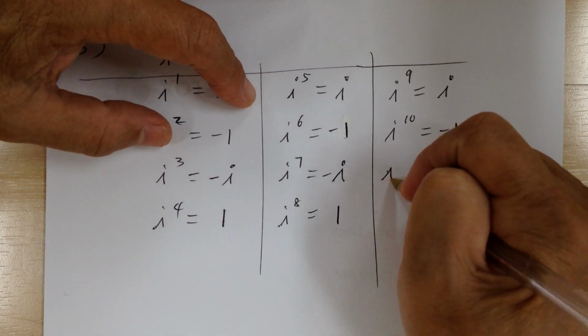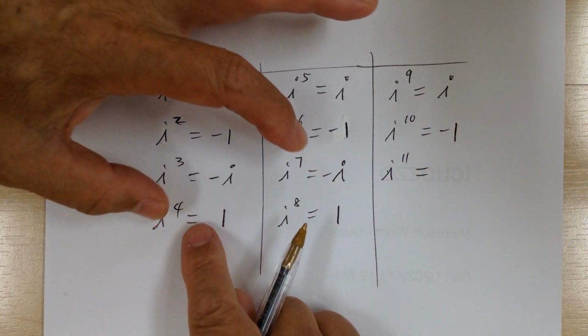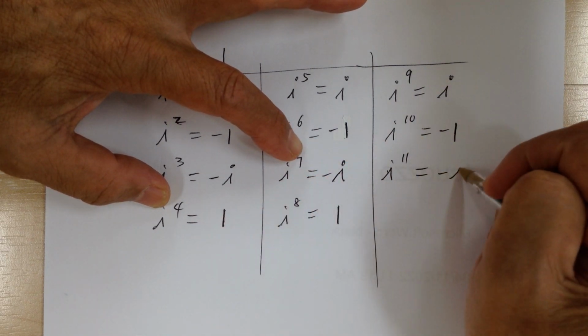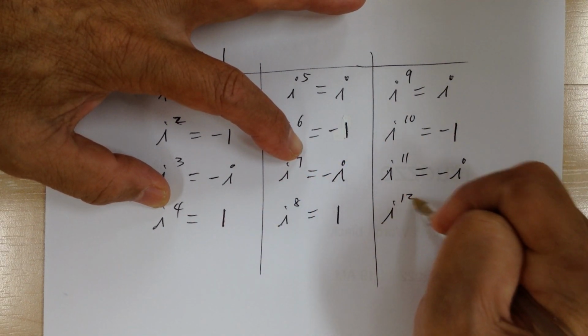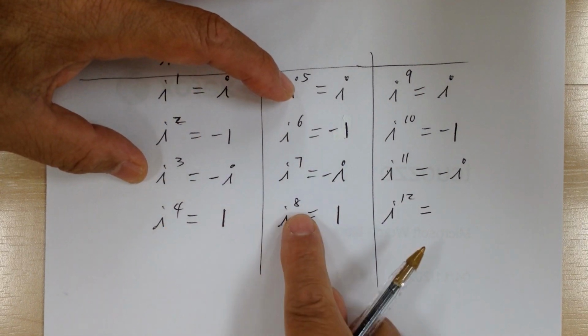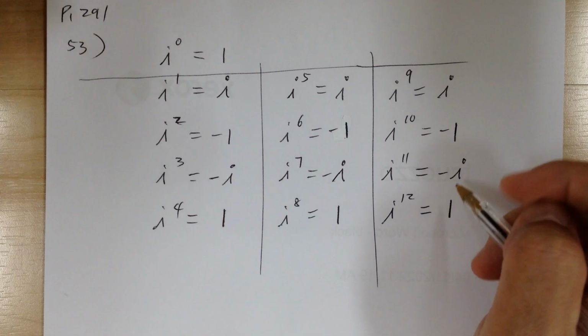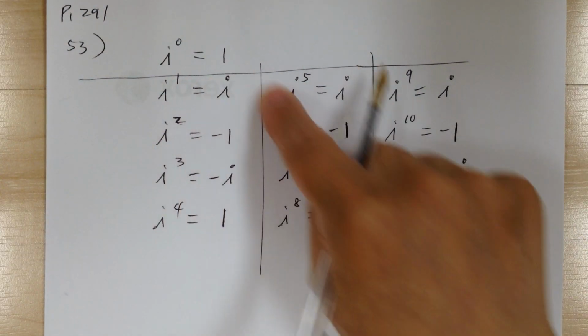And i to the 11 equals i to the 4 times i to the 7. So when you multiply, you get negative i. i to the 12 equals i to the 4 times i to the 8. So when we multiply, 1 times 1 gives you 1. So you can see the pattern. It goes in a cycle of 4.